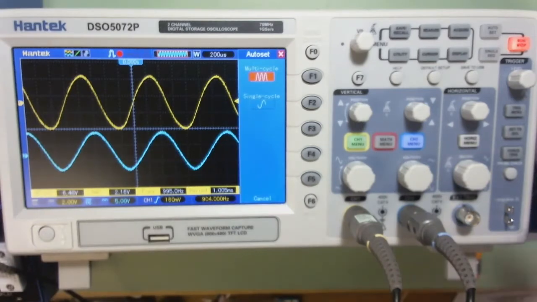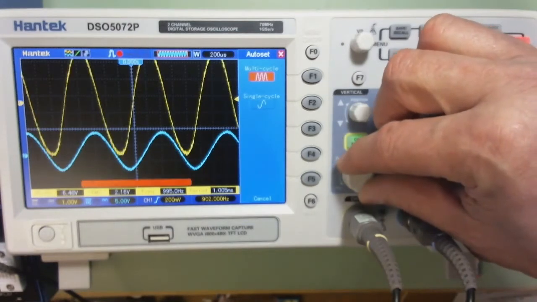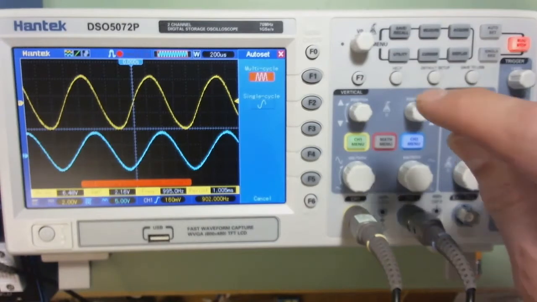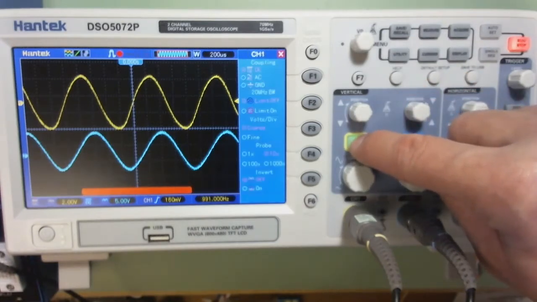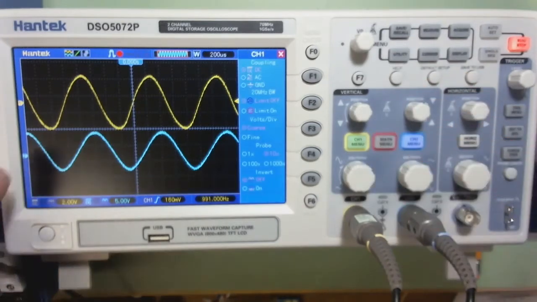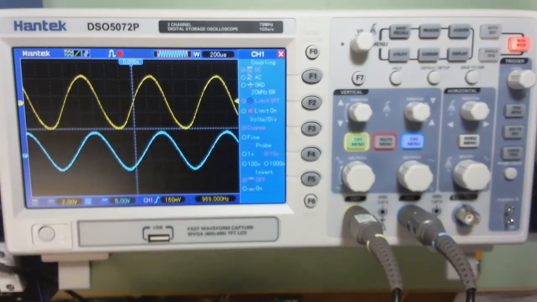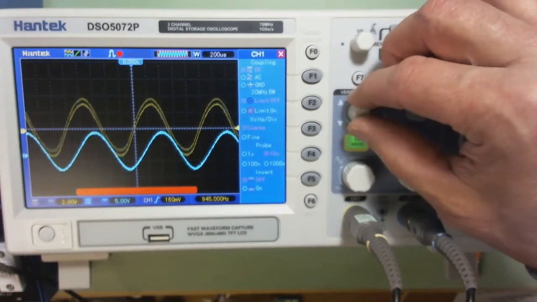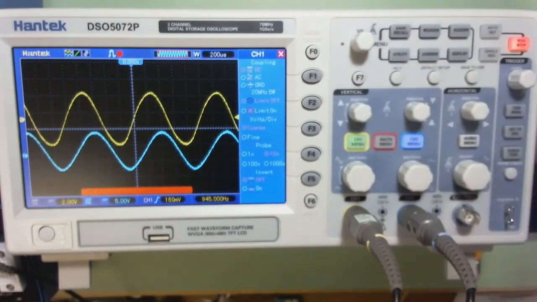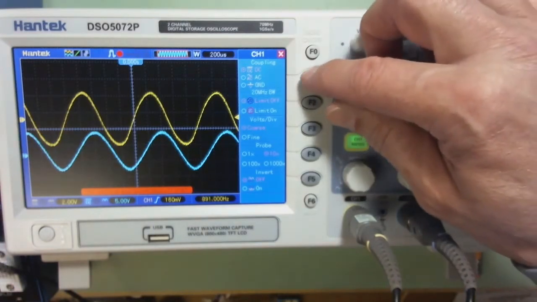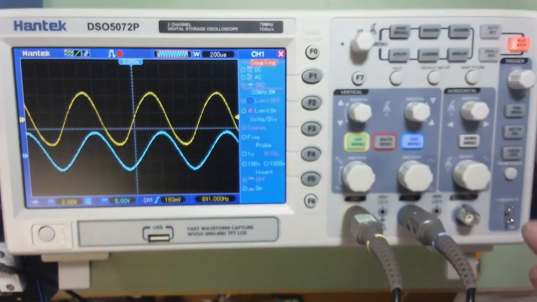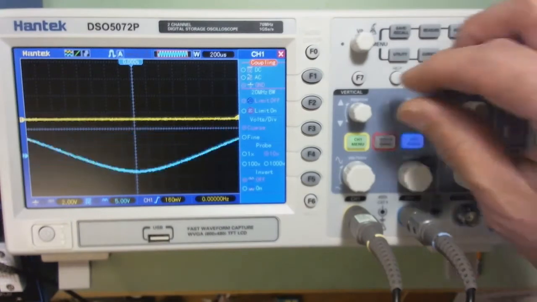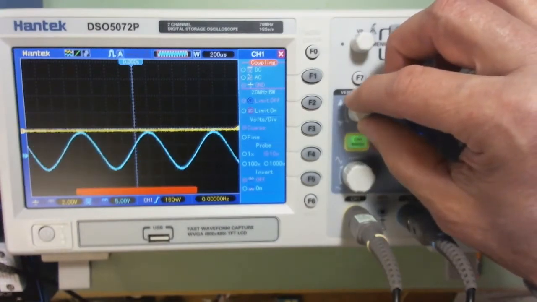So let's go ahead and look at this. I'm going to look at the menu for channel 1. One thing that we oftentimes want to do is get these down and compare them together. So I want to move them down, and I can move them, but I have to be careful. I want to get them referenced to the same thing. So one thing that I can do is ground this. So channel 1 should be grounded, and then I can move that down.